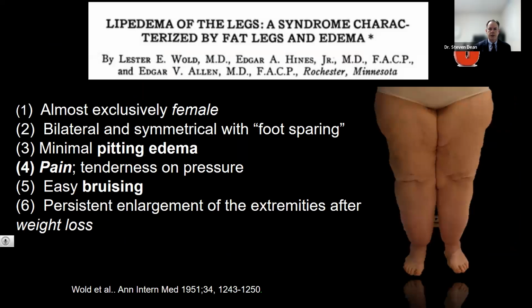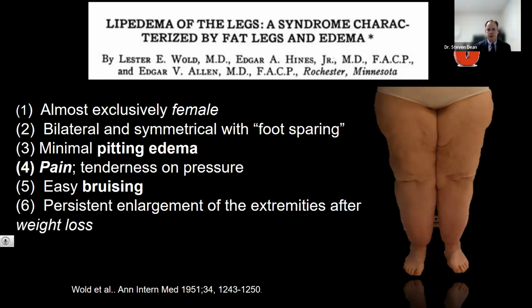All right, so I wanted just a brief review here of lipedema. This is a critically important article that was published by Dr. Wold and Associates at the Mayo Clinic back in 1951, entitled Lipedema of the Legs, a syndrome characterized by fat legs and edema. And they recognized 6 cardinal clinical features of lipedema, which is amazing. It clearly stood the test of time.